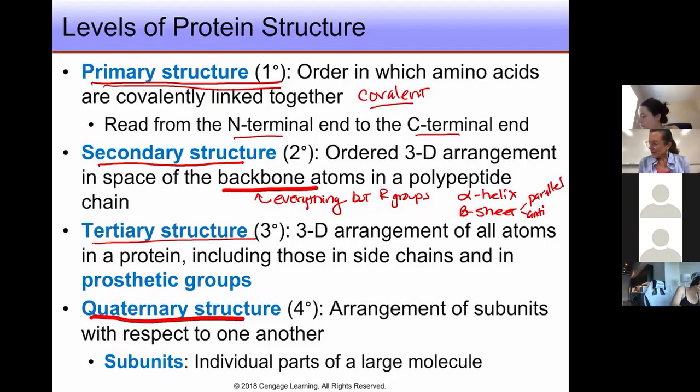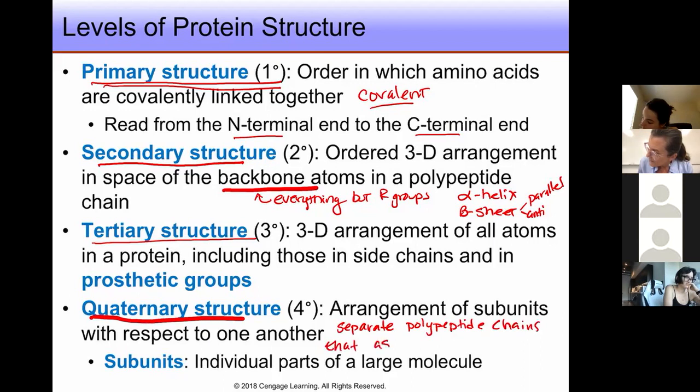And now quaternary structure, that is when you have separate polypeptide chains that come together to form dimers and trimers. We say that they associate. So if you say that something has a dimer or a trimer or a tetramer, that is referring to the quaternary structure.